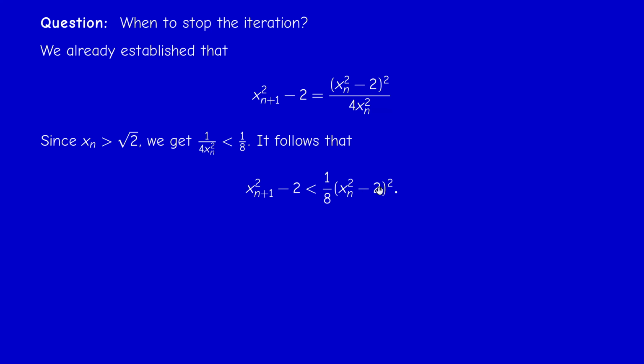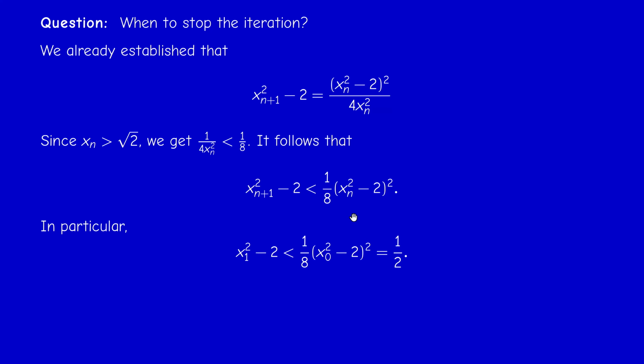So it means that the accuracy is multiplied by 2, actually, if you like, or squared, if you like. Okay, so in particular now, if you take n equals 0, then we get x_1 squared minus 2 is less than 1/2. Because x_0 is 2, so x_0 squared is 4, so 4 minus 2 is 2, so 2 squared is 4, so 4 over 8 is 1/2.